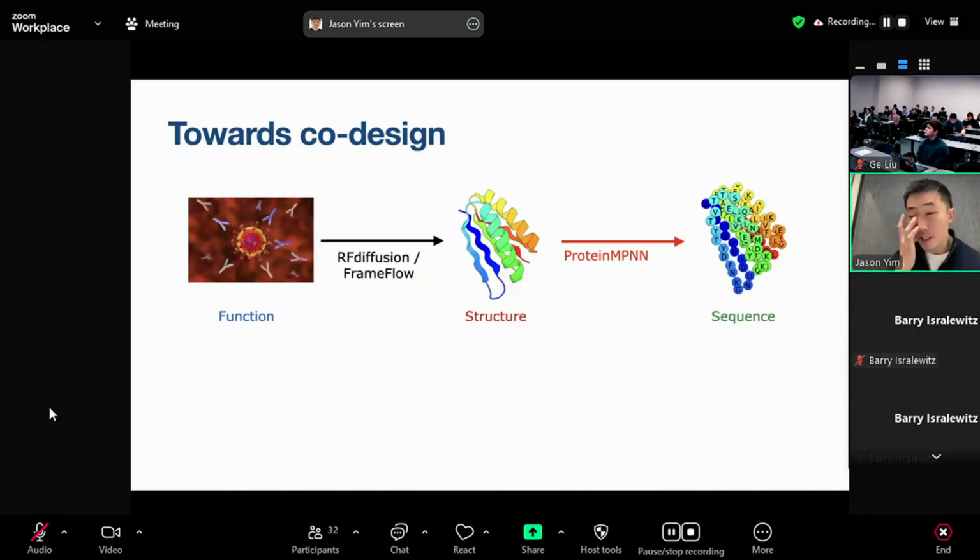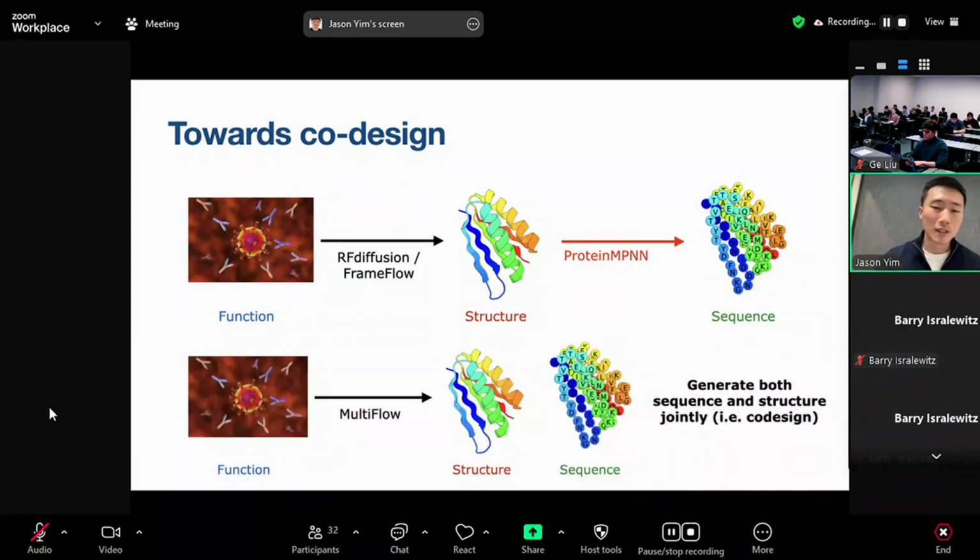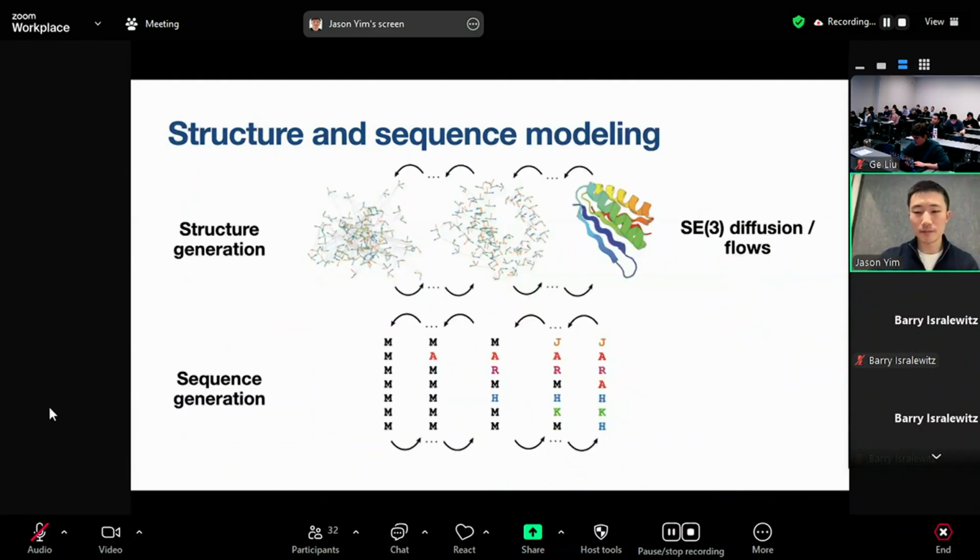Okay, so the last thing I want to end off with is co-design, where we've always thought about doing structure first, then sequence. And this is nice because by breaking down the task, you can focus on just the structure by itself. And that led to a lot of cool results in RFdiffusion. But what if you try to do both together? You can imagine if I do this jointly, then maybe the model can be smarter about reasoning about both structure and sequence at the same time. And so this task is something we call co-design.